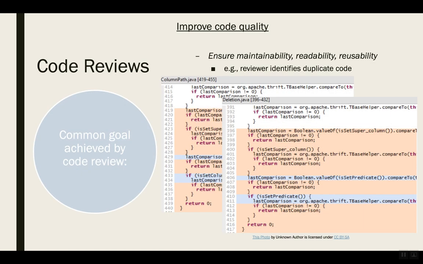First, let's review the goal to improve code quality. Improving code quality certainly makes sense to be a common goal for a code review. This is where everything you learned about refactoring would come into play. We need to ensure the maintainability, readability, and reusability of the code meets our team, project, or organizational goals. An example of this is where a reviewer identifies duplicated code and perhaps suggests some ways to refactor it.